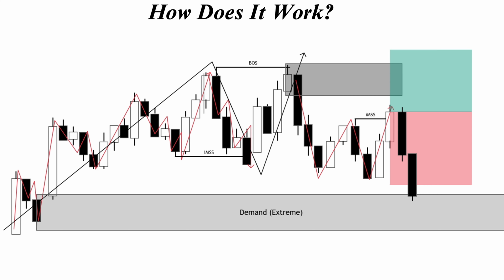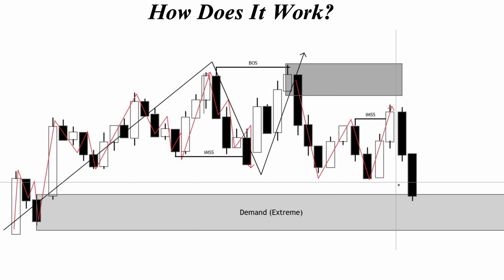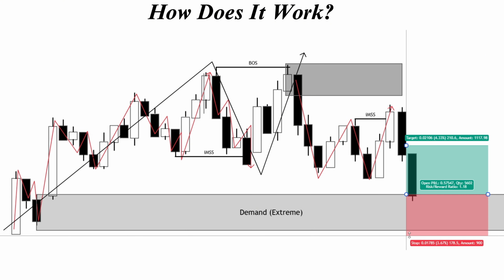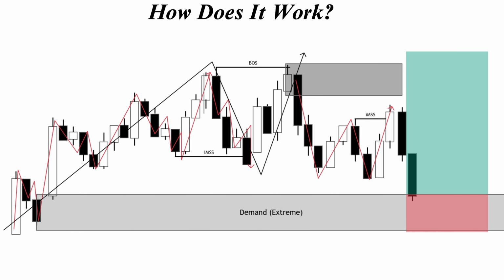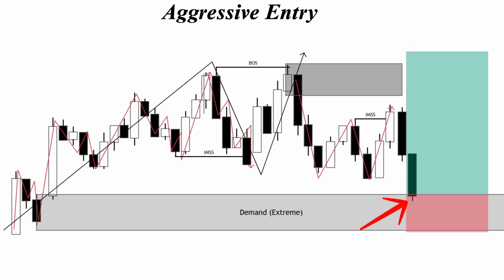So we have patience for the market to pull into the high time frame demand. And now we have two options for an entry opportunity. We have the aggressive entry, and we have the conservative entry. The aggressive entry is buying the market when the price hits the demand. This gets you more positions but with higher risk.